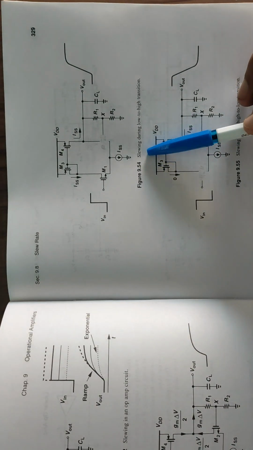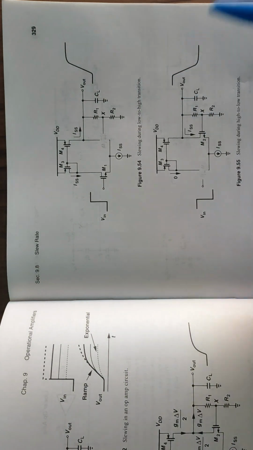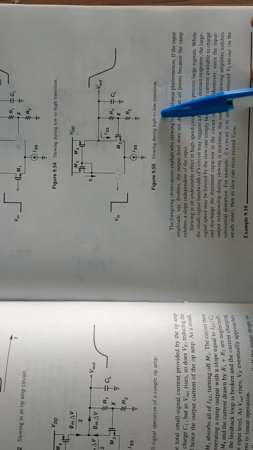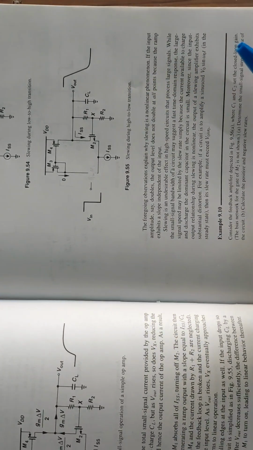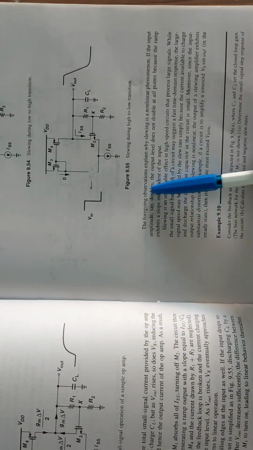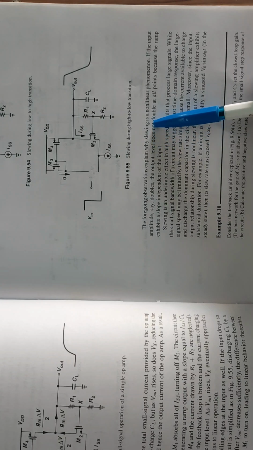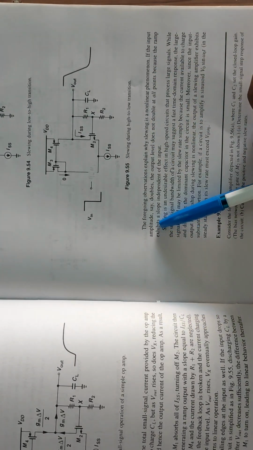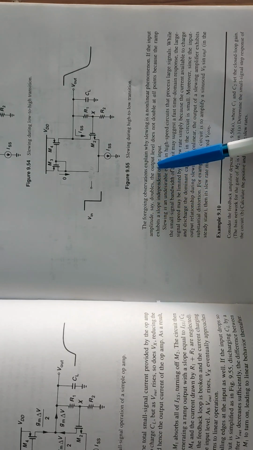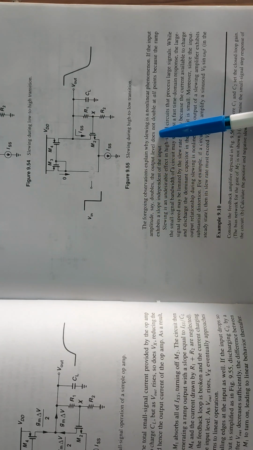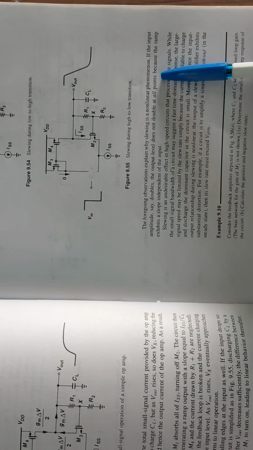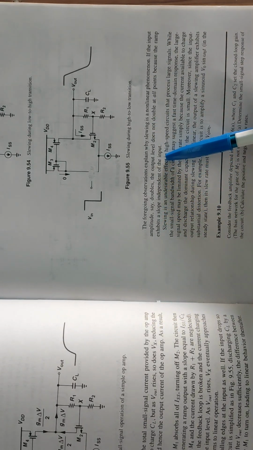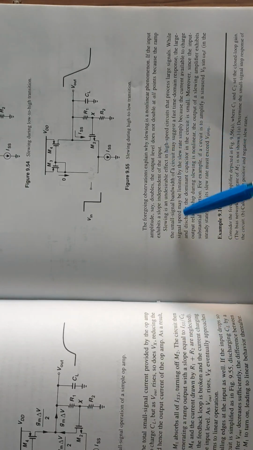Here you can see in this figure skewing during low to high transition. In this figure, skewing during high to low transition. The foregoing observations explain why skewing is a nonlinear phenomenon. If the input amplitude, say, doubles, the output level does not double at all points, because the ramp exhibits a slope independent of the point of the input.